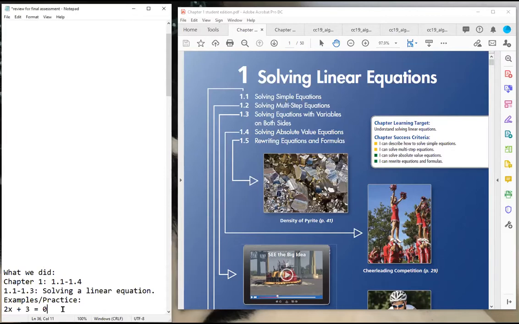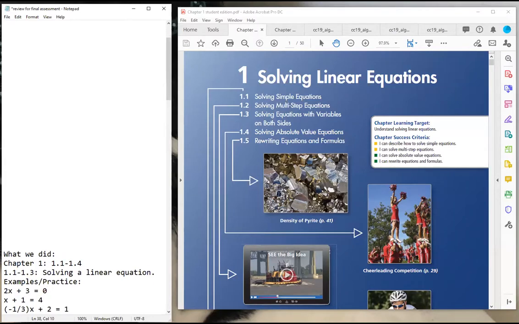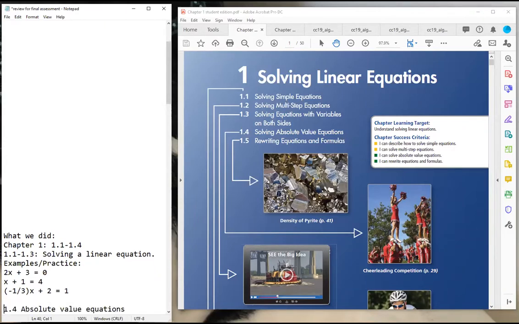Okay, and so with these linear equations, we've solved them so much to do other things, you might be pretty used to it by now. You're isolating x. So here, you're subtracting 3 from both sides and then dividing by 2. Do a couple more examples or practice problems from section 1.1 to 1.3. Now, section 1.4 was a little different. That was what we call these absolute value equations.